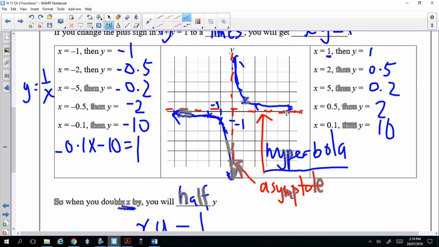Okay. We're going to do some more examples. So remember, a hyperbola will have this shape, has two asymptotes. Horizontal asymptote, vertical asymptote. Okay? All right, we're going to go to the next page to do more hyperbolas and see what happens if we change the 1 to a different number.